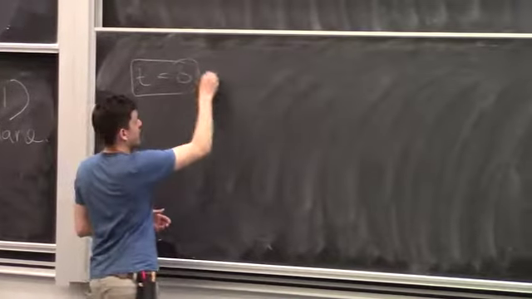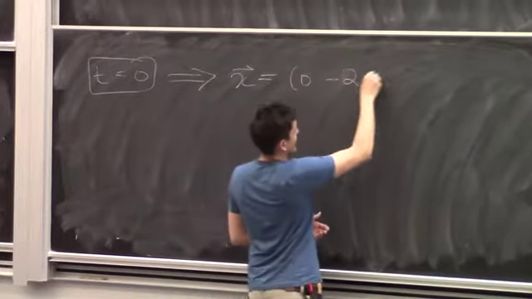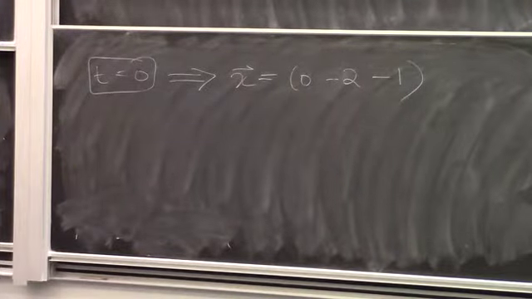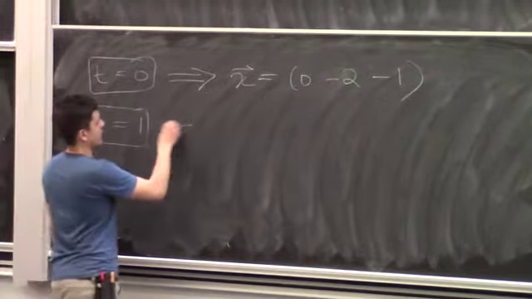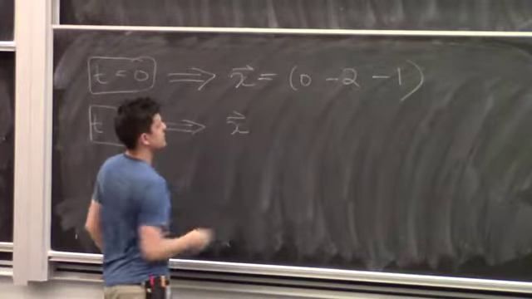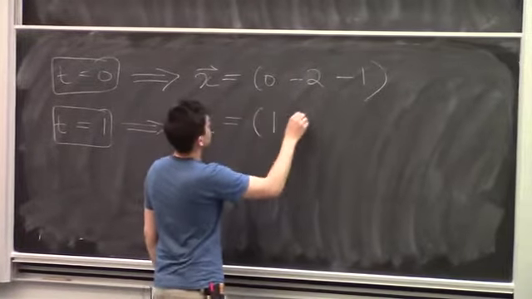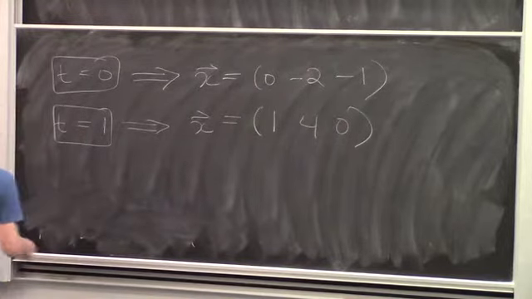Okay, so when we plug in t equals 0, we get this, which is our first point, right? So we've got this point here. Okay. Then when we plug in t equals 1, we get 1, 4, 0, which is good. So that's our second point.